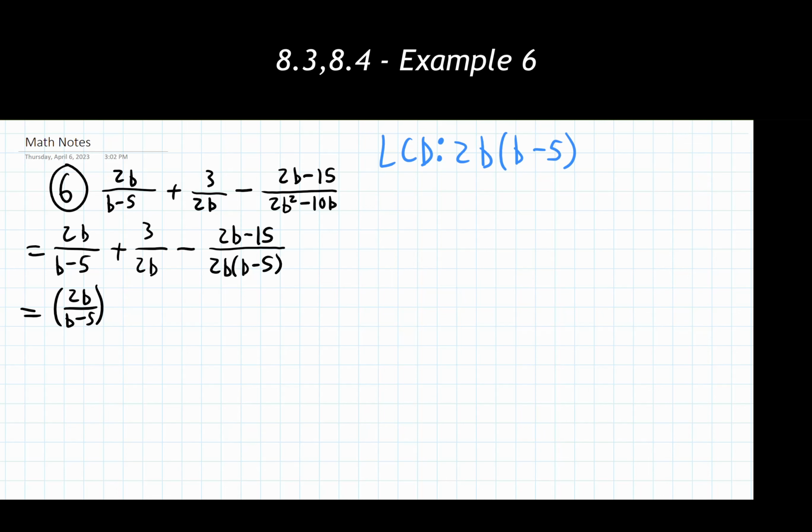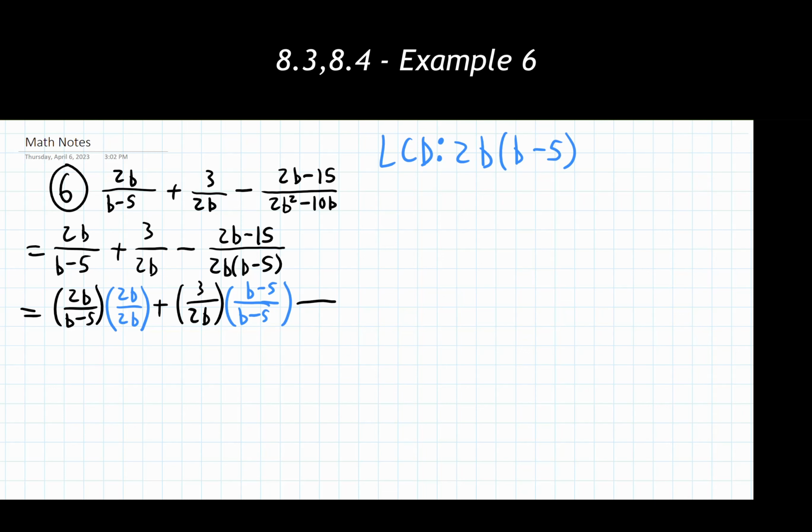So for our first one, what does it need to have this lowest common denominator? Well, it's missing this 2b, so that means I'm going to need to multiply it by 2b in the denominator and 2b in the numerator spot. Looking at the second one, I have 3 over 2b. And what is it missing to be the same as this lowest common denominator? It needs that b minus 5. So I need to multiply the denominator by b minus 5, and therefore the numerator by b minus 5.